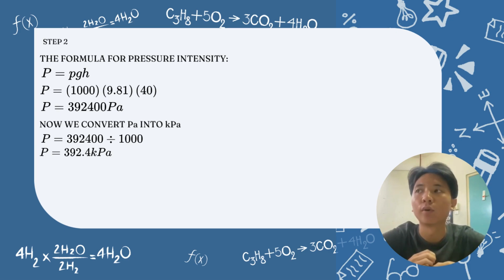Step 2. To find the pressure intensity, we use the formula P equals rho g h, where rho is density, g is the acceleration due to gravity, and h is the head of the fluid column. By substituting the value 1000 for density, 9.81 for gravity, and 40 for head, the pressure becomes 392,000.